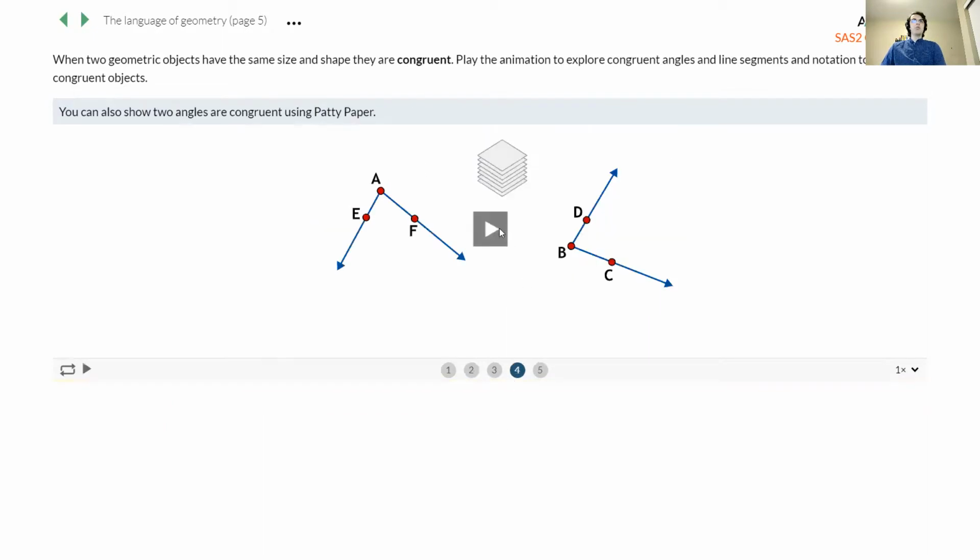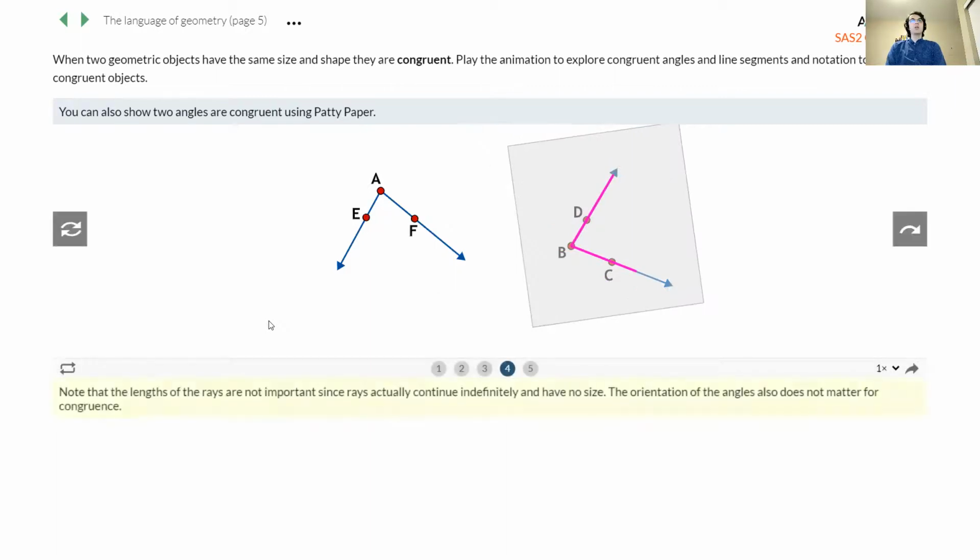Likewise, with angles, again, the orientations are different, right? If these were line segments, their lengths would be the same, but their orientations are different. And the pictures I've drawn to represent the rays, those are different.